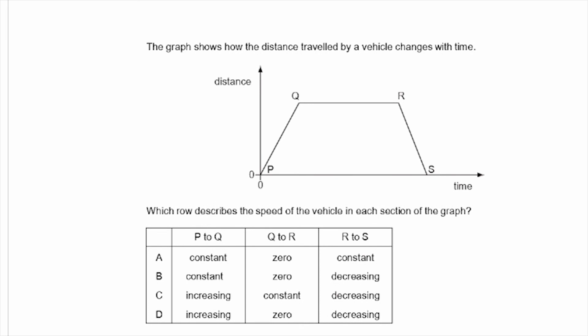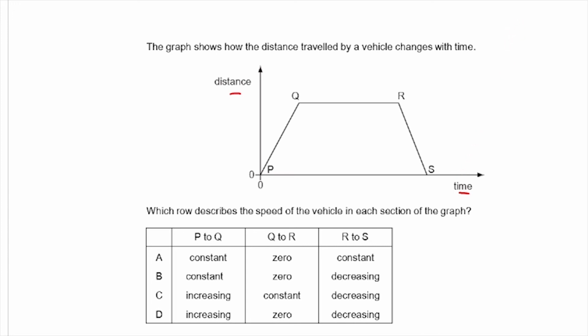Question 11. The graph shows how the distance traveled by a vehicle changes with time. Which row describes the speed of the vehicle in each section of the graph? Okay, let's look at this. This is distance, time. So meaning distance, time means that the gradient of this graph is going to give us velocity.